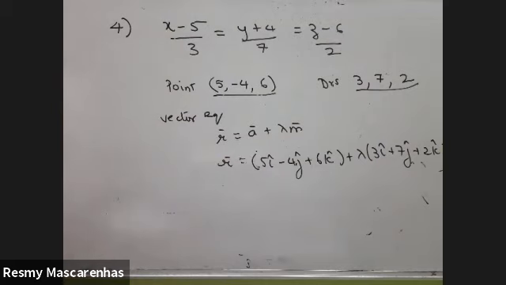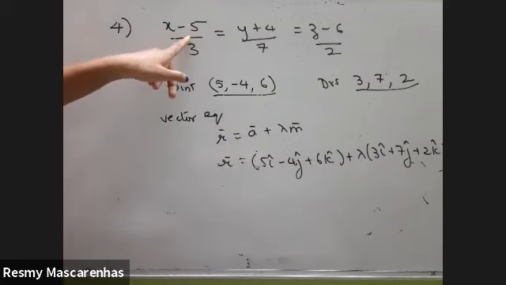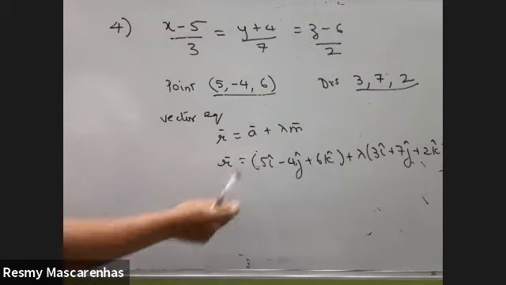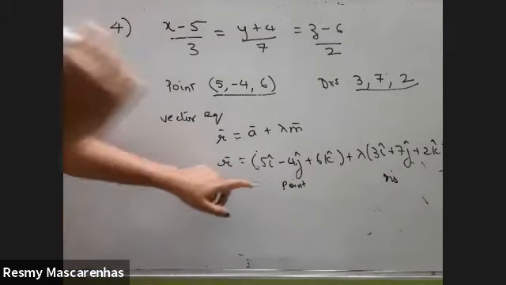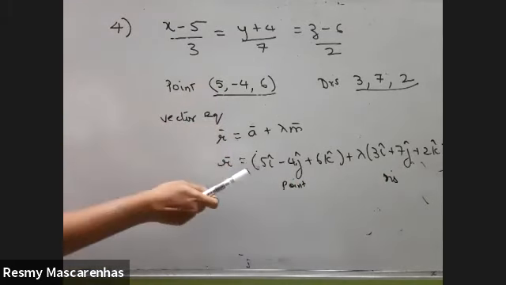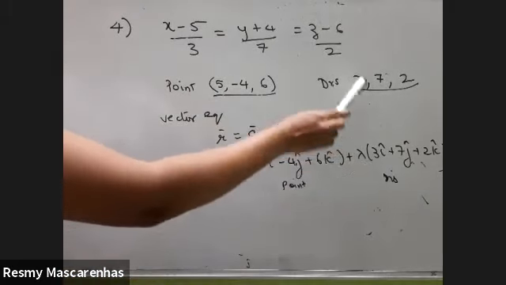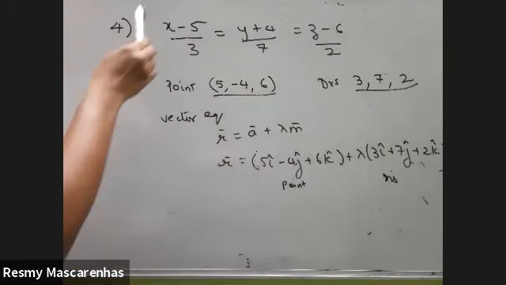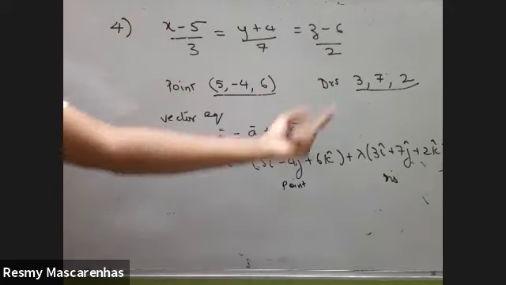If it was given the other way round, still you could find. Suppose they had given this equation and had asked you to find the Cartesian, so what would you do? If this equation was given, you can find a point. This is always the point, and these are always the direction ratios. So from this you would have gone the reverse way. The point would have been 5, -4 and 6, and direction ratios 3, 7 and 2, and then you can write like this. This is how you have to convert from Cartesian to vector and vector to Cartesian. The main thing is you have to locate the point and the direction ratios.